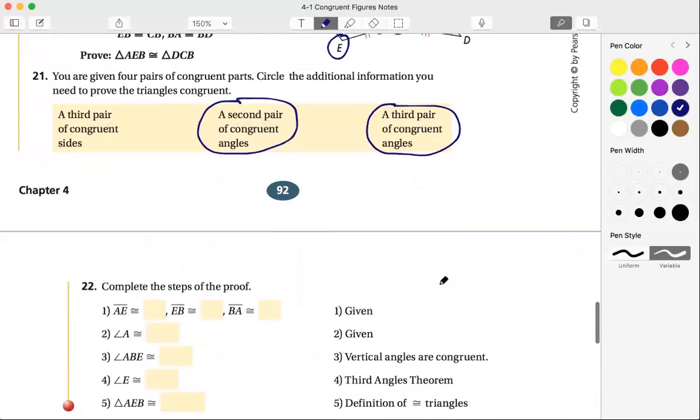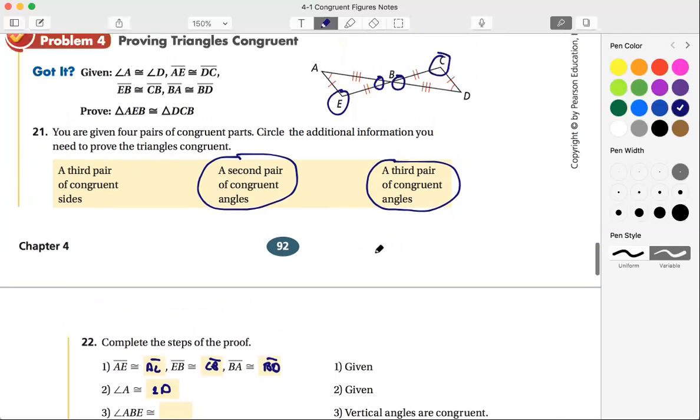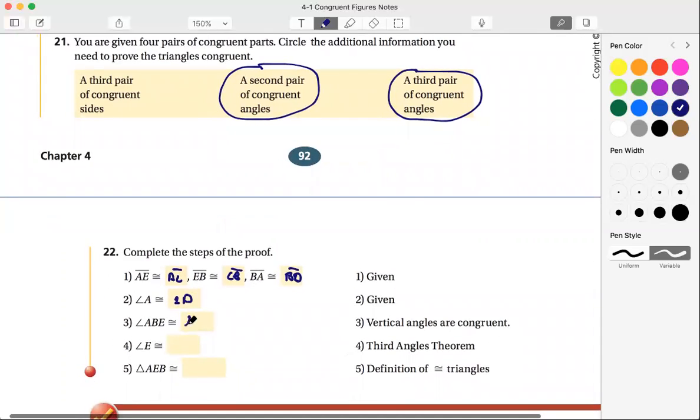Okay, so trying to use this figure from above. From the given, I was told line segment AE is congruent to line segment DC, line segment EB is congruent to line segment CB, and line segment BA is congruent to line segment BD. I was also told angle A is congruent to angle D. Now notice vertical angles, angles across from one another, are congruent. So angle ABE is congruent to angle DBC. Now I've proven two angles are congruent. So by the third angles theorem, angle E must be congruent to angle C.